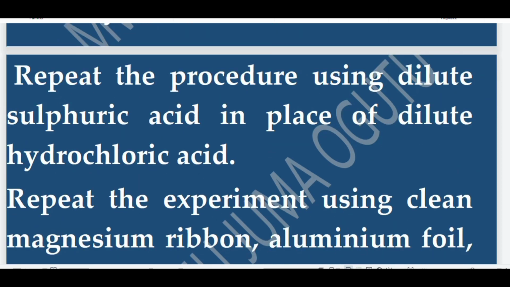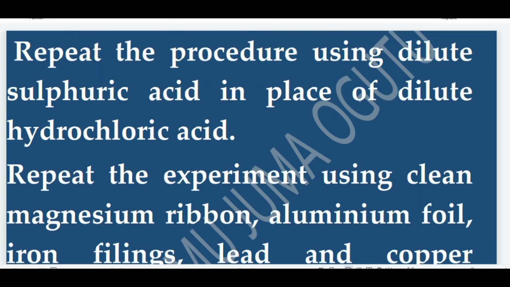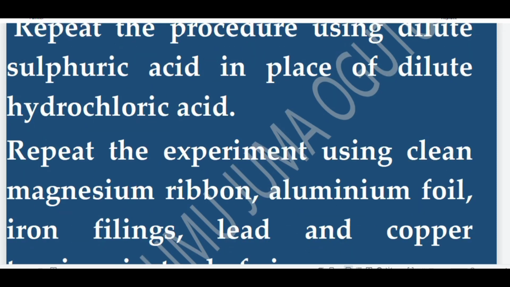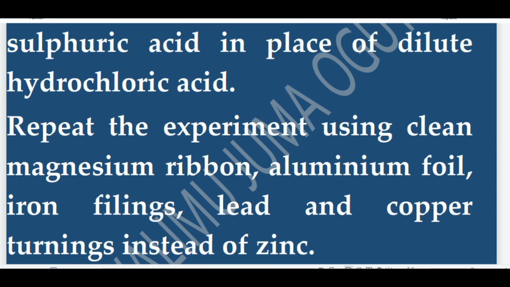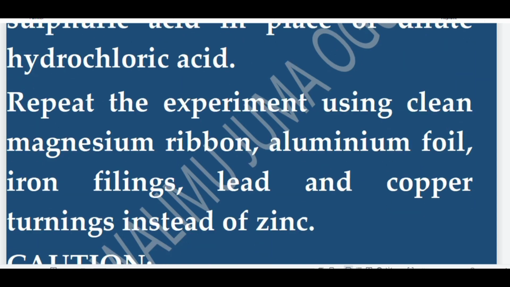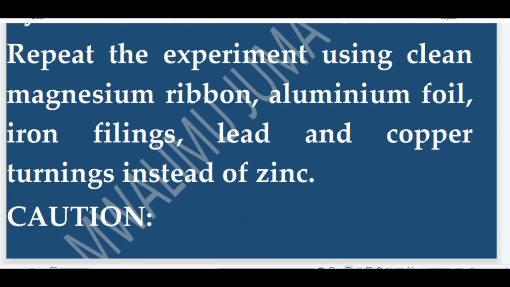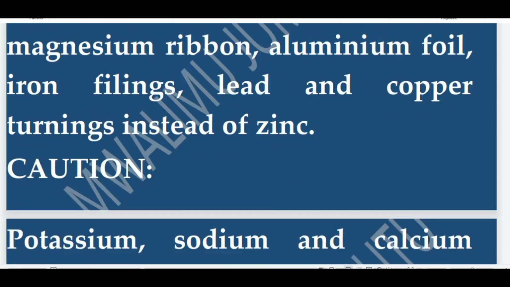We repeat the experiment using a clean magnesium ribbon. We also have aluminium foil, iron filings, lead and copper turnings instead of zinc. So we also see how the dilute acids react with magnesium ribbon, aluminium foil, iron filings, lead and copper turnings instead of zinc.